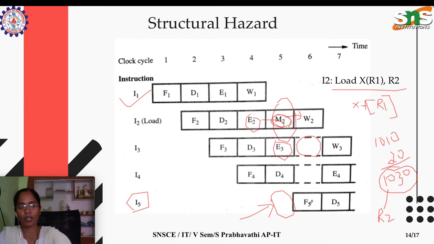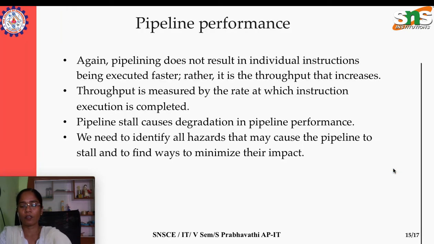And fetching of instruction 5 is happening only at clock cycle 6 and not at 5, and hope you understand why. And that is said to be the structural hazard. It means more than one instruction is competing for a single hardware resource, and we could overcome this structural hazard by having more than one resource.